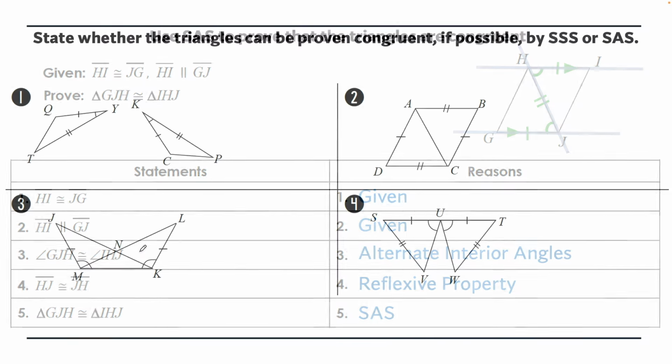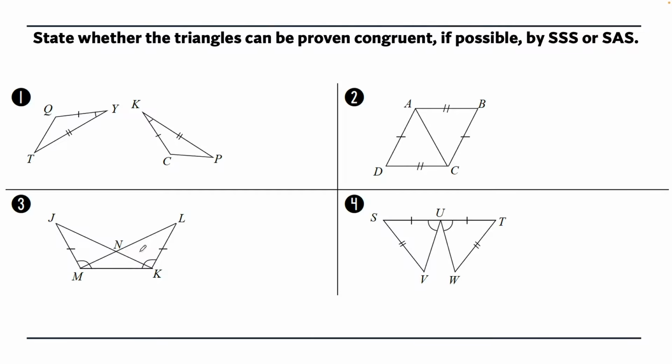Almost done. We're going to do a speed round here. Okay, so state whether the triangles can be proven congruent, if possible, by side, side, side, or side angle side. So first one, we've got two sides and an angle between them. Side, angle, side. This one, we've got two sides, and that's all that's marked. But we know that we've got this third side with the reflexive property. Now we have all three sides we need for side, side, side.